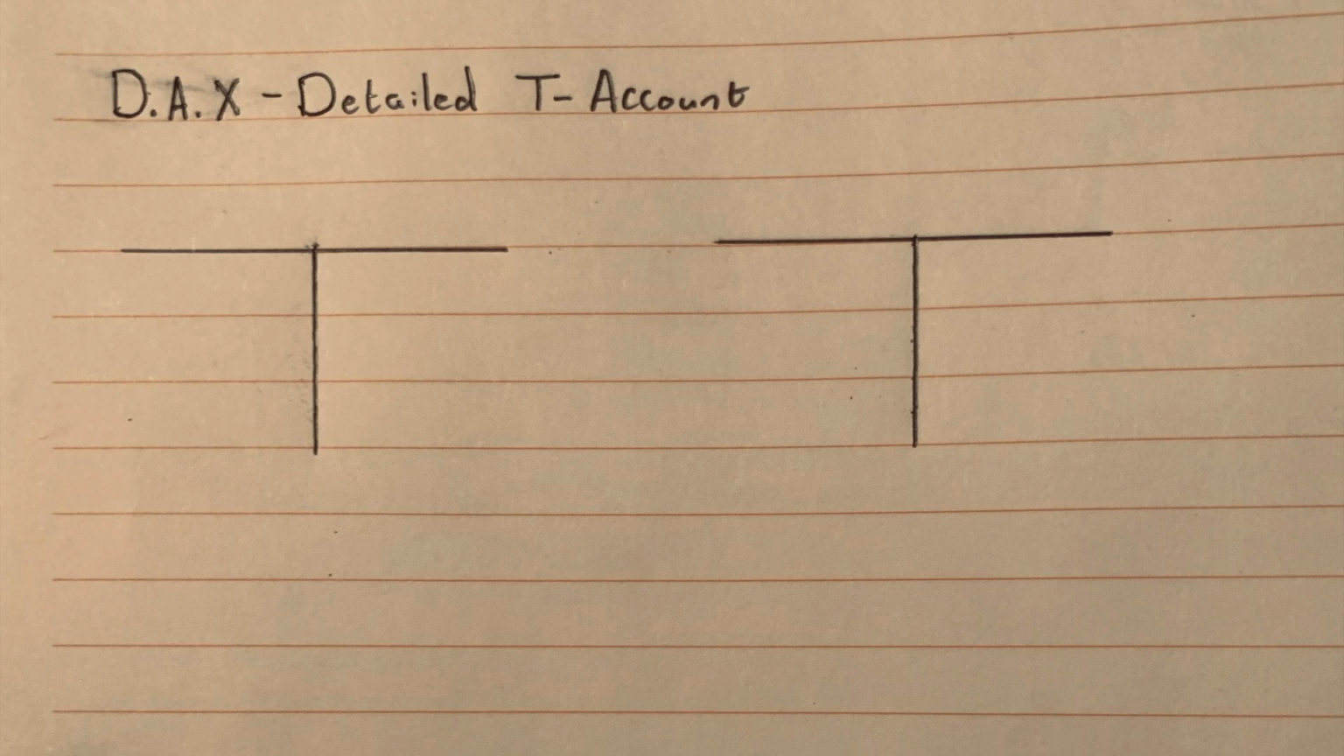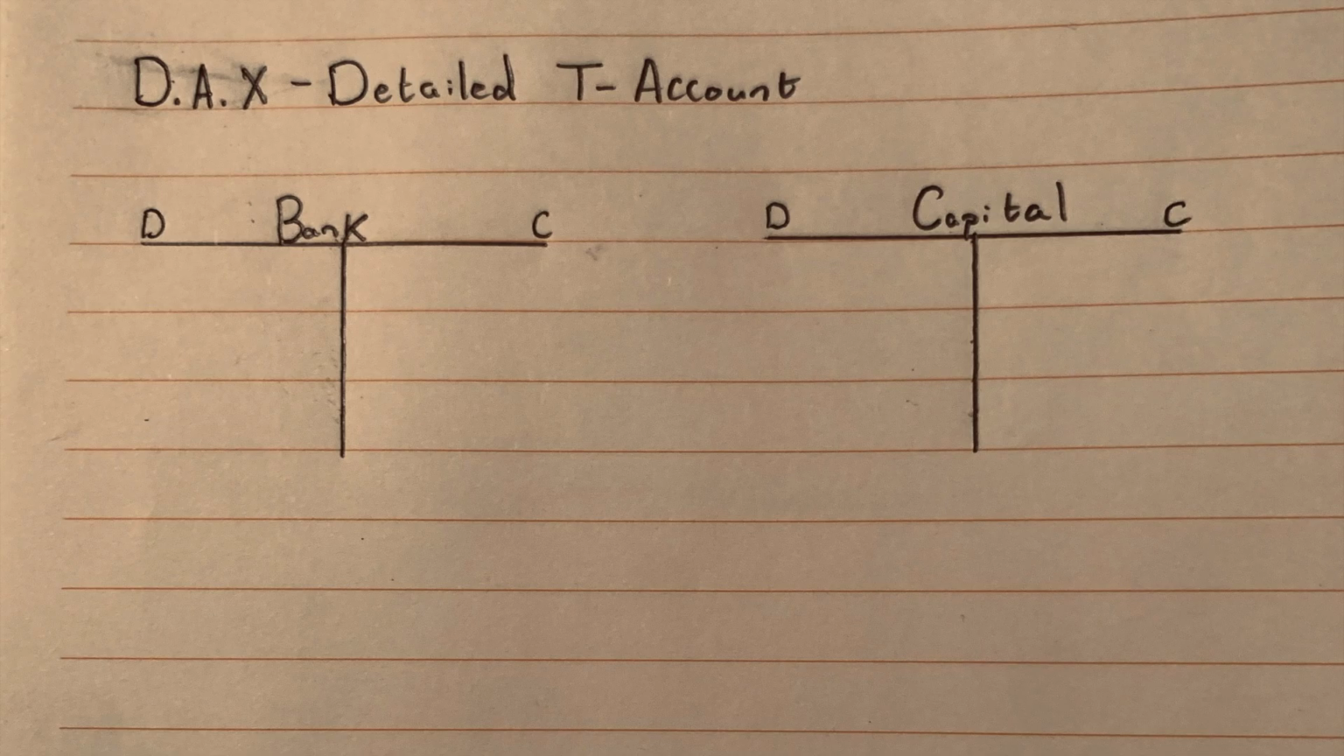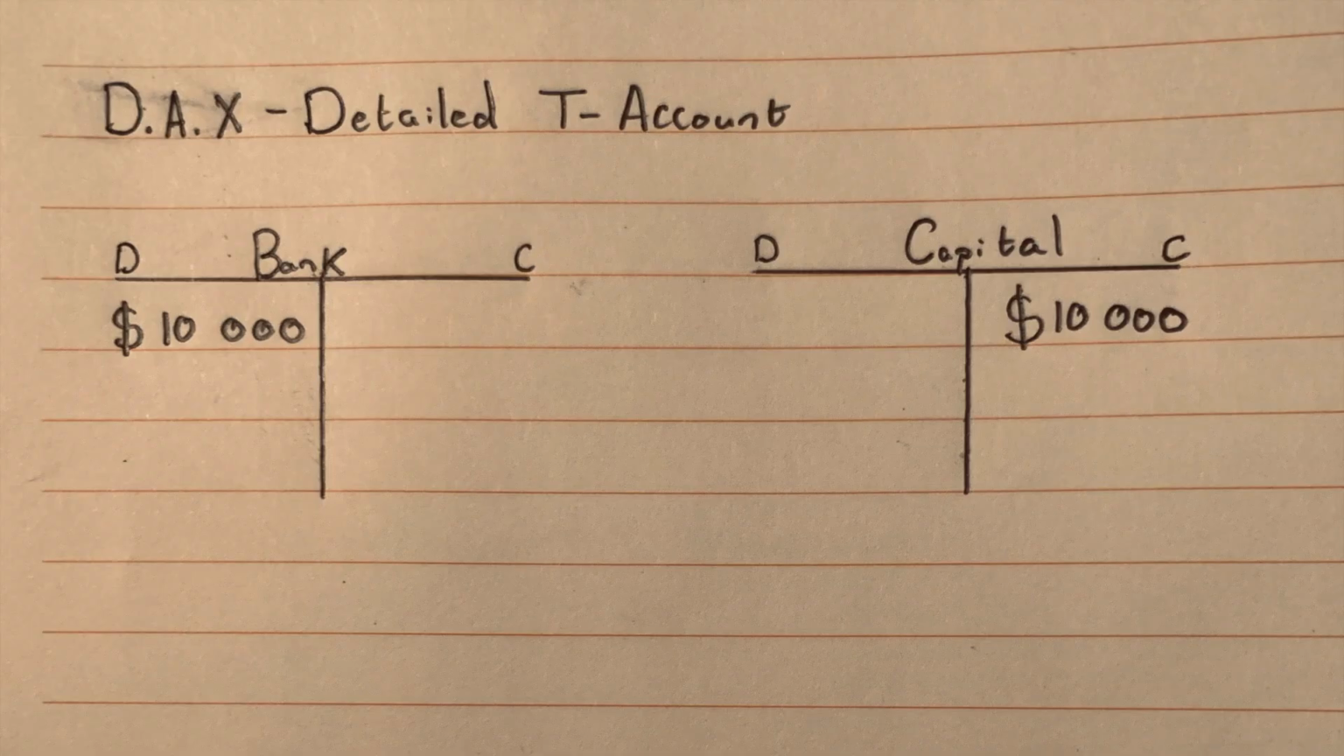Under these two T accounts, please write bank and capital. So just like we did for DAX and LIC, we've now got the actual accounts it will be affecting. So bank will increase by $10,000 and capital will also increase by $10,000. So we record this by putting 10,000 Rand on the debit side of bank and 10,000 Rand on the credit side of capital. You see, not so hard after all.